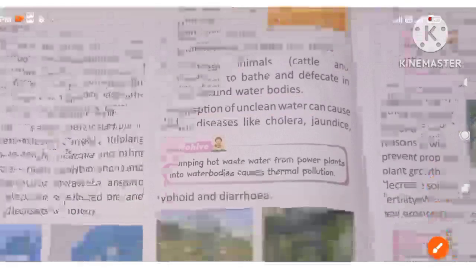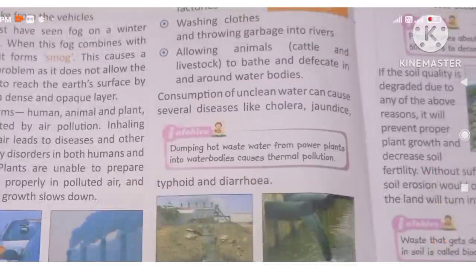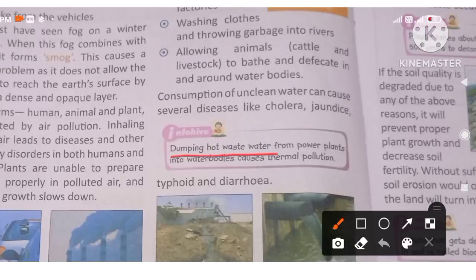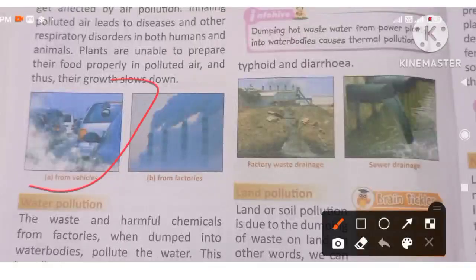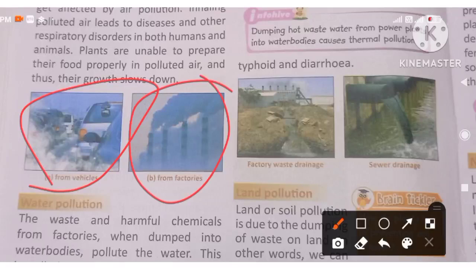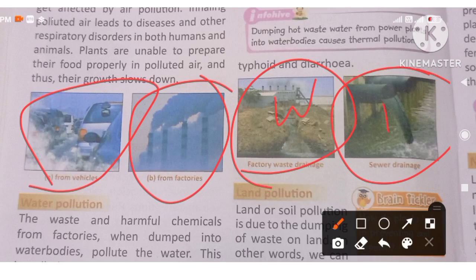Next point, dumping hot water from power plants into water bodies causes thermal pollution. In the figure you have seen there are 4 figures. First, from a vehicle, it is called air pollution. From a factory, smoke, this is called air pollution. Next, factory waste drainage is a cause of water pollution. Sewer drainage is also a cause of water pollution.